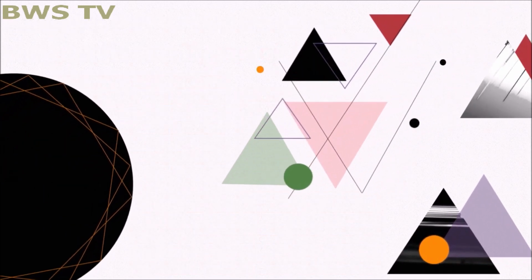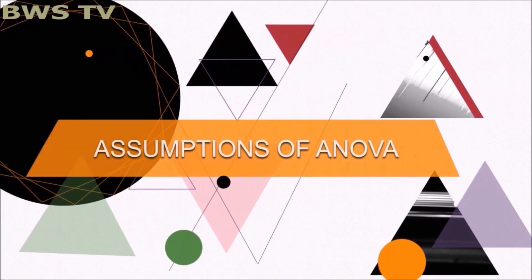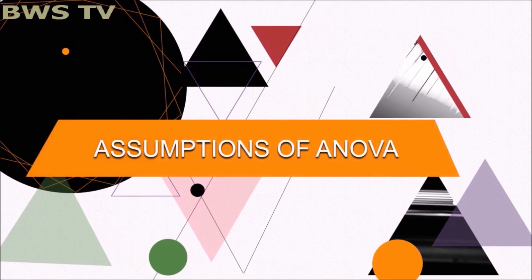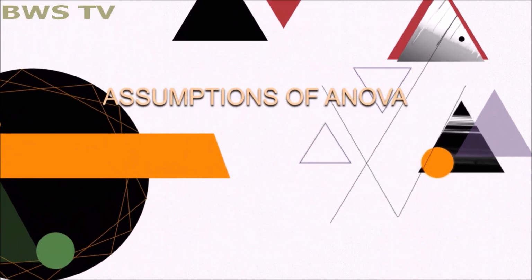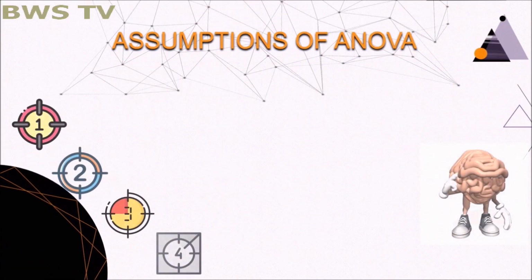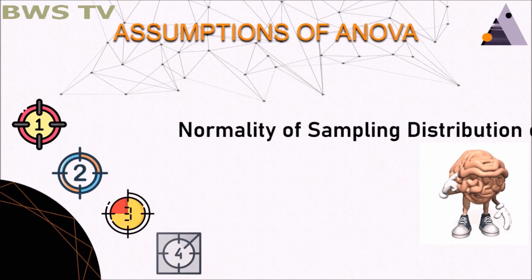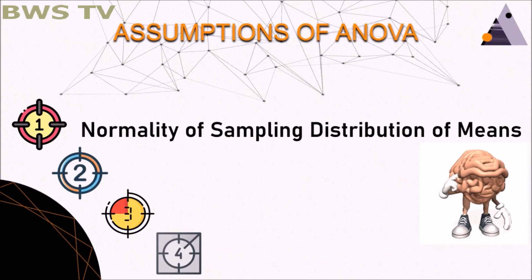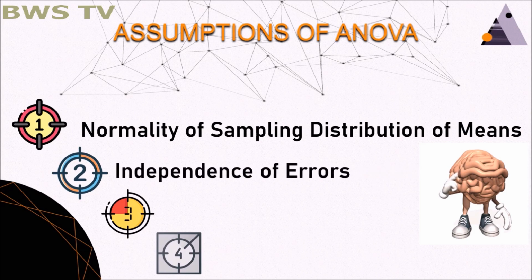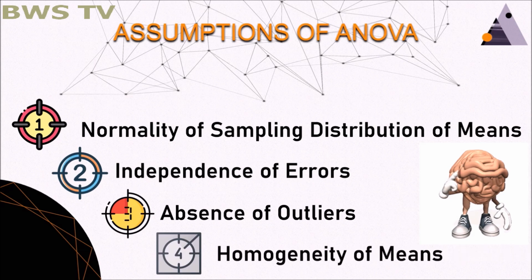Now let's proceed to the assumptions of ANOVA. Now ANOVA has a few assumptions. We will be tackling 4. Now these 4 are normality of sampling distribution of means, independence of errors, absence of outliers, and homogeneity of variance.